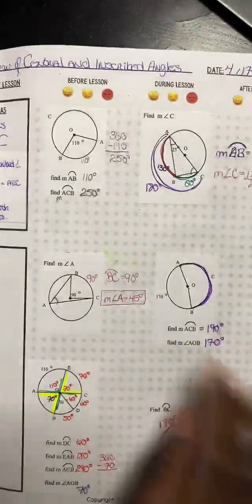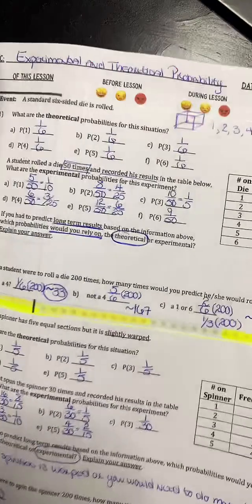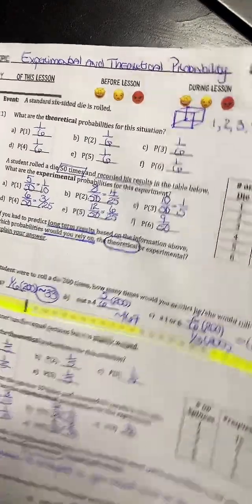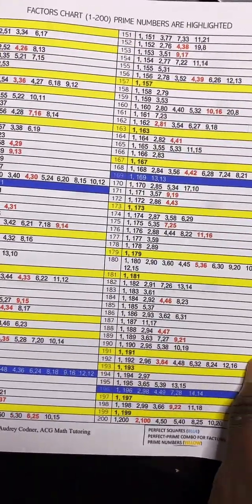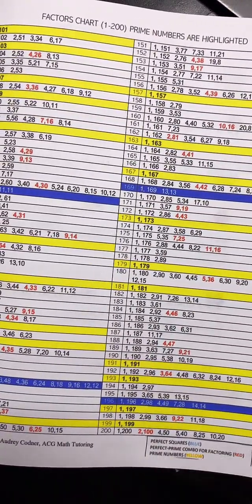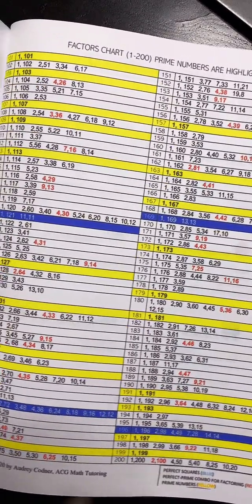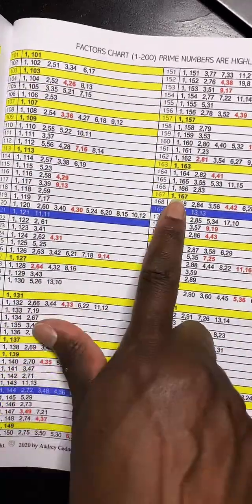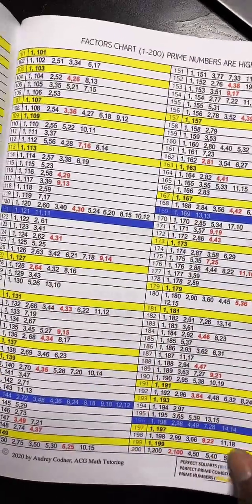This side is grid. This side is dotted because it's perfect for my graphs. As well, if you're not very strong with multiplication, I do have a factor sheet. Most factor sheets go from 1 to 100. Mine goes all the way to 200. So to help you with factoring, to help you with breaking down radicals, like trying to find the perfect prime combinations, it's all here. Notice the prime numbers are in yellow and the perfect square roots are in blue.